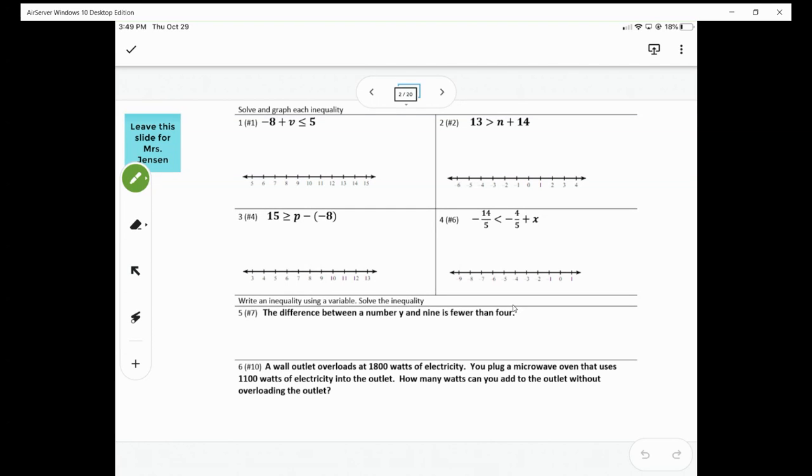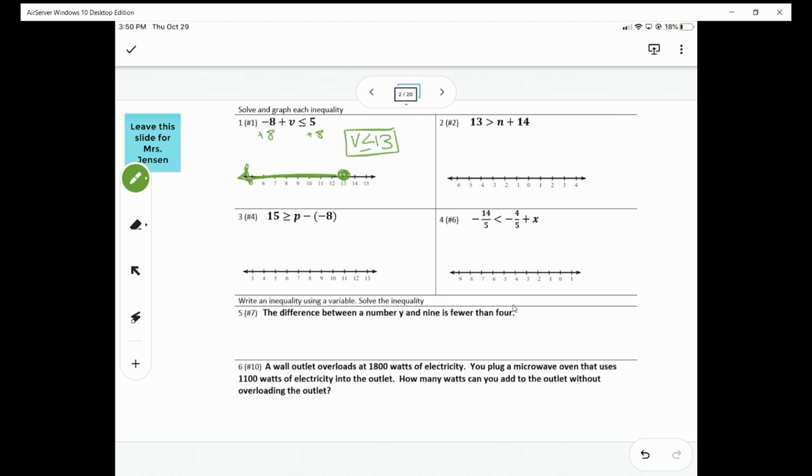Let's go over these practice problems from the 2-2 Jamboard on solving one-step inequalities using addition and subtraction. For number 1, to undo the -8 on the side with the variable, we're going to add 8 to both sides. So we get b is less than or equal to 13. This is going to be a closed circle at 13 and shaded to the left because it's less than.